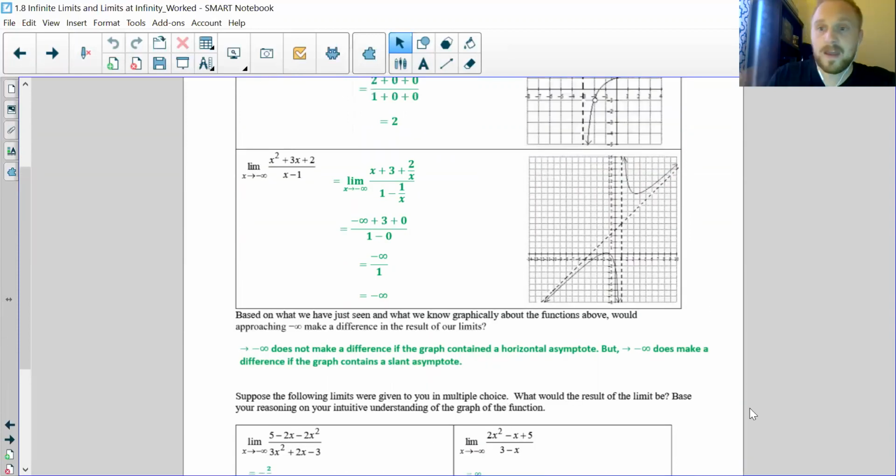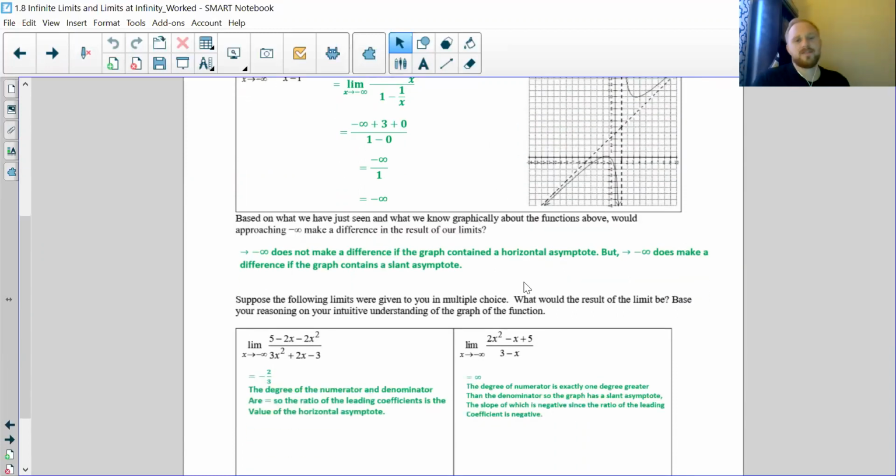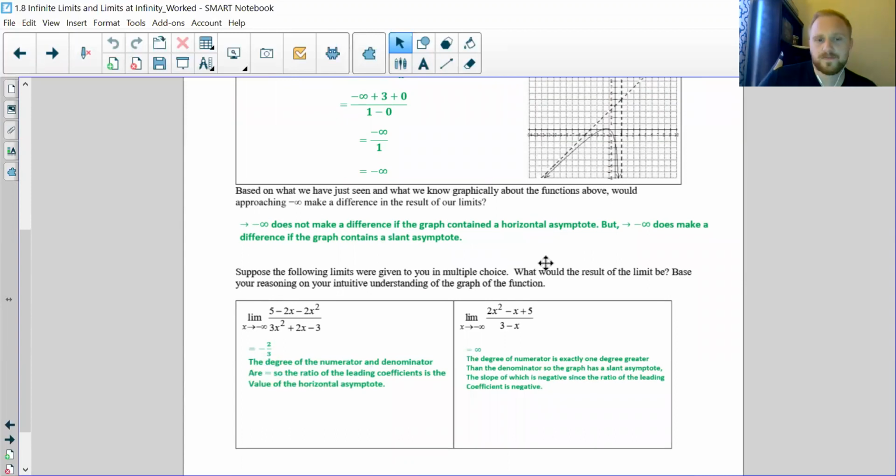So notice here, if x approaches infinity, this went to positive infinity. But as x approached negative infinity, it went to negative infinity on this one. So sometimes we have to do a sign chart for these. And we'll get to that in a moment here.